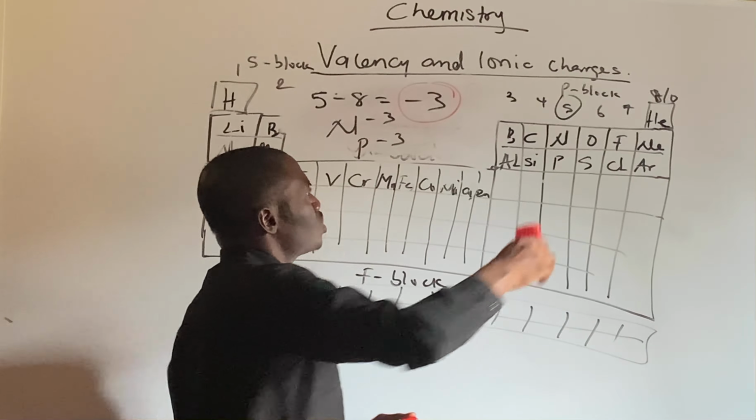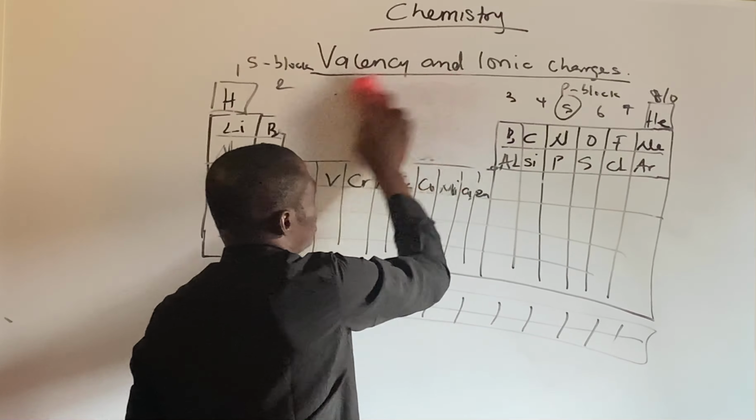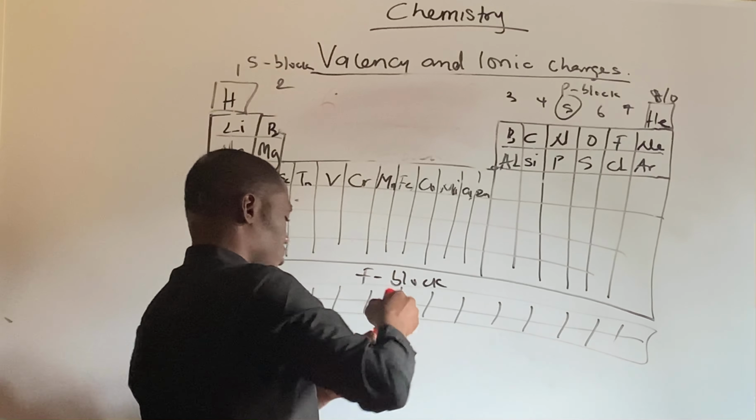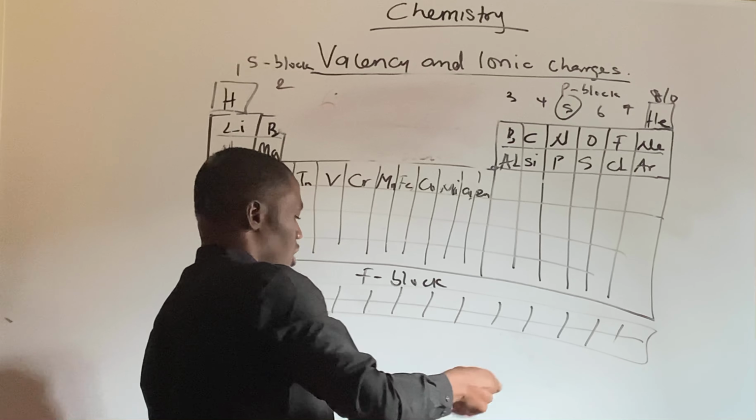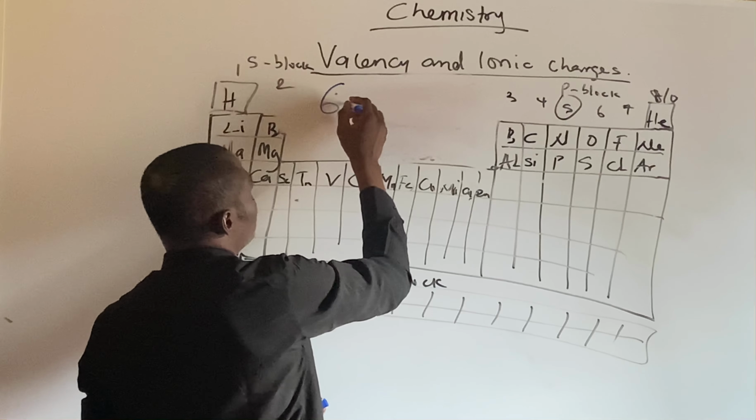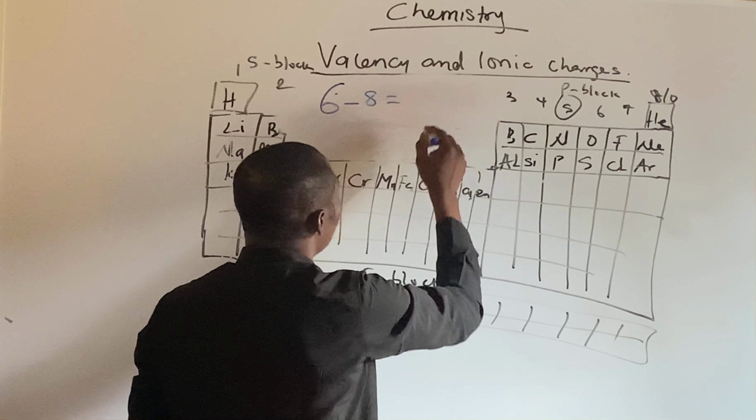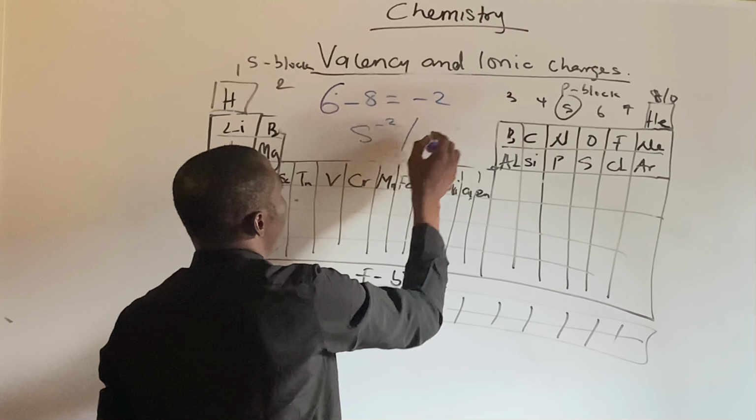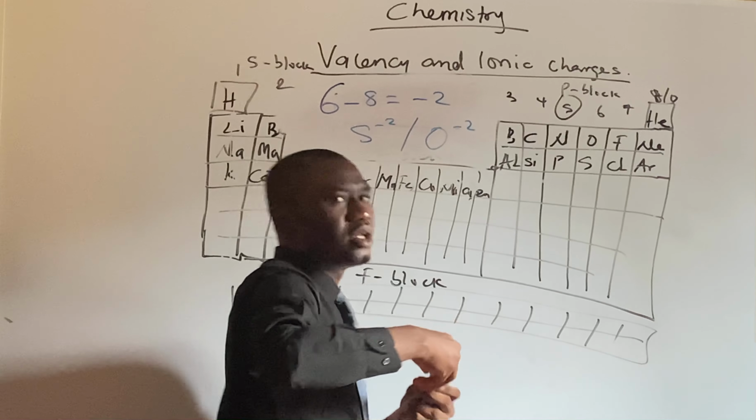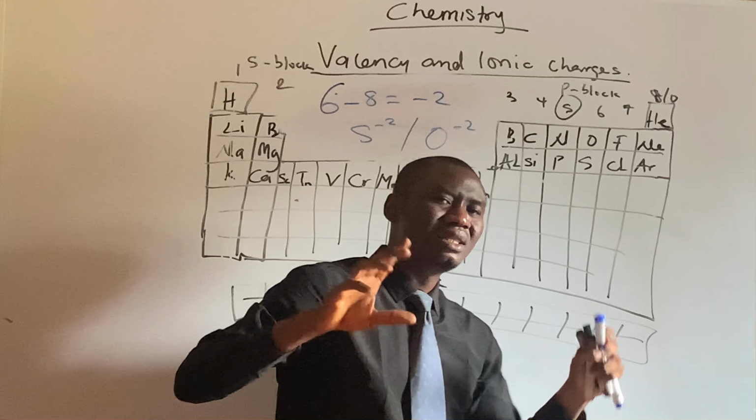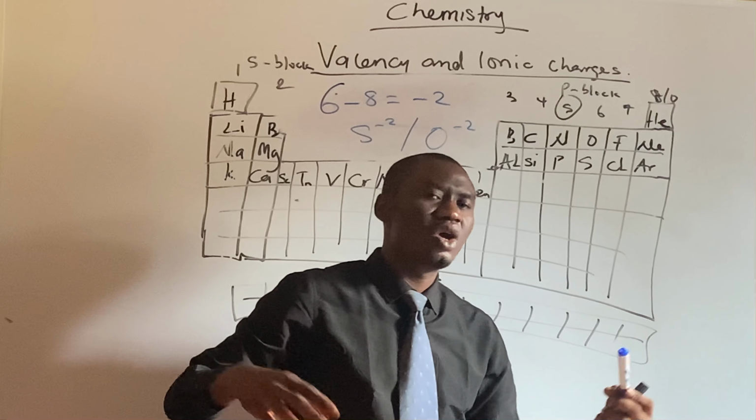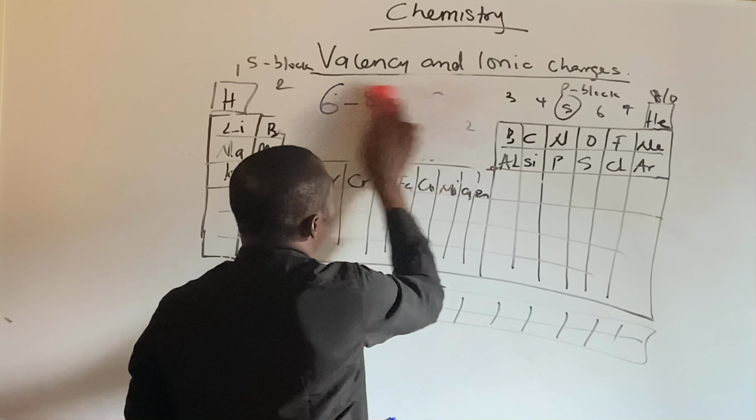All right, we go to oxygen. Oxygen is in group 6. Let me change my pen now. So we have 6 minus 8, and 6 minus 8 is -2. So sulfur is -2 and oxygen is -2. That is how you can find the ionic charges and the valency of an element. So let's move to group 7.